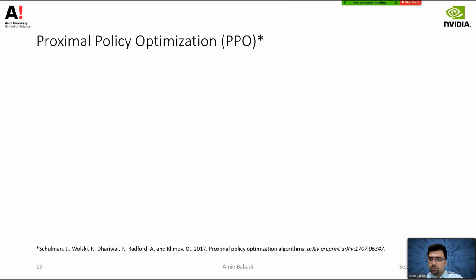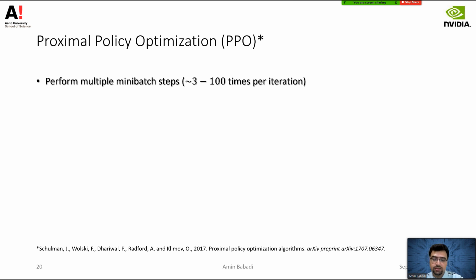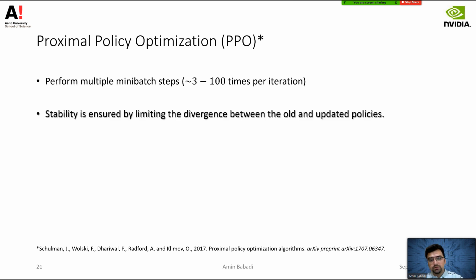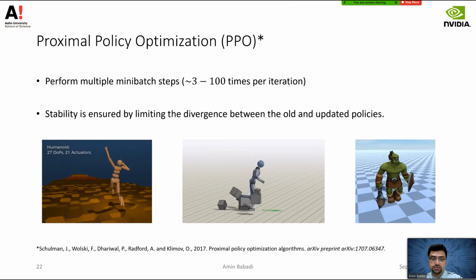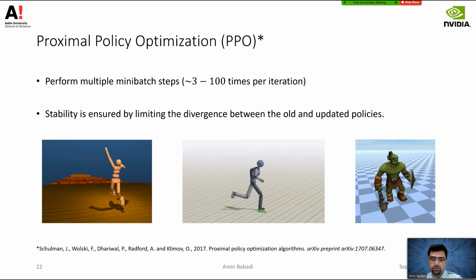One of the most famous policy gradient algorithms is called Proximal Policy Optimization, or PPO. It was published in 2017. There are actually two main ideas behind this algorithm. The first one is that at each iteration of PPO, it performs multiple mini-batch steps on the same data. And the second one is that it ensures stability by limiting the divergence between the old and the updated policies. It has shown remarkable results since it was published, and you can see three examples using PPO here.